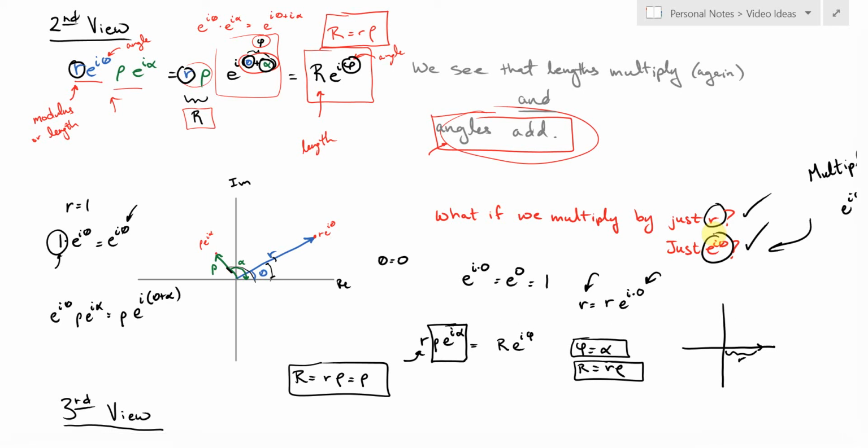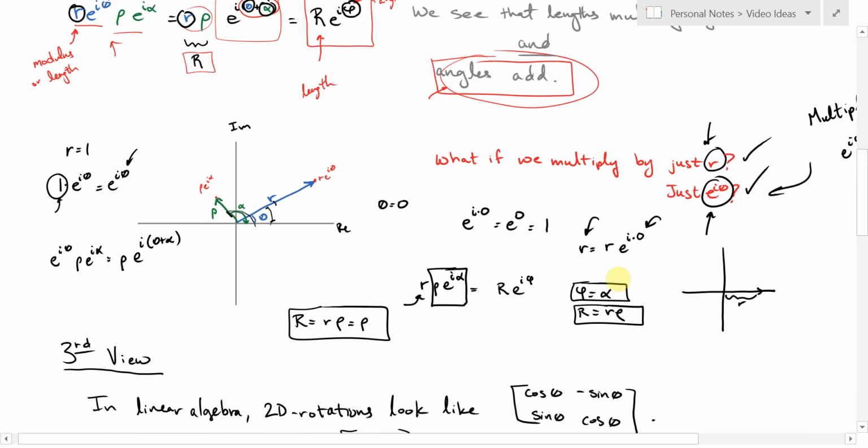So multiplication by complex numbers collectively, in general, consists of a rotation and a scaling. Rotations come from these guys, scalings come from those guys. But rotation and scaling in the plane, that's something you've probably seen before if you've taken a course in linear algebra. So the third view is I'm going to take a look at how this all works from the perspective of linear algebra.